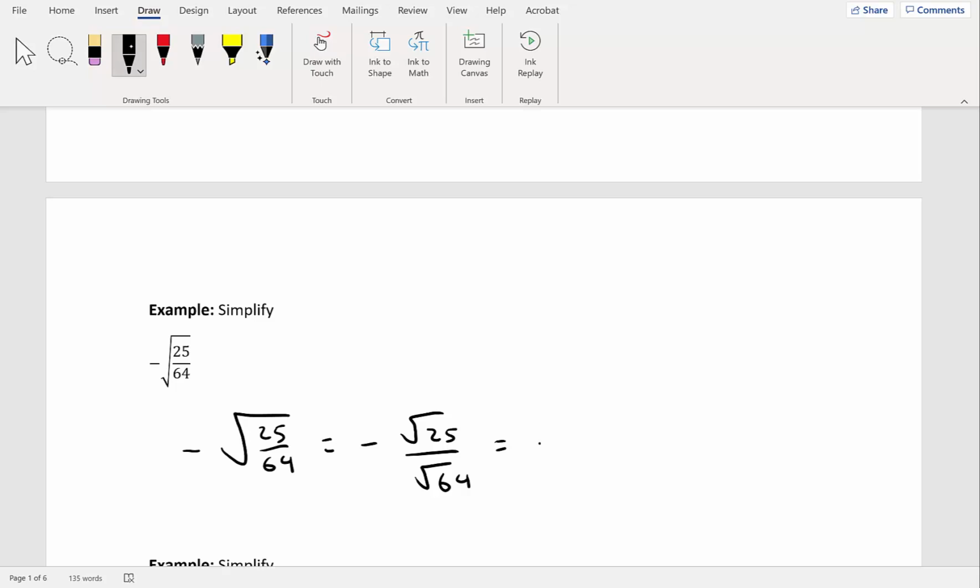So now we have negative, now square root of 25 gives us 5. Square root of 64 gives us 8. So we have negative 5 over 8. Now notice that the minus sign is on the outside of the square root. That's fine. Okay, it just stays on the outside. But if you have a negative on the inside, this is when you have not a real number.